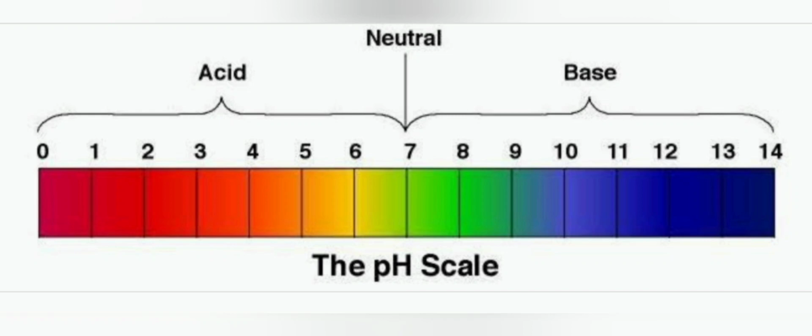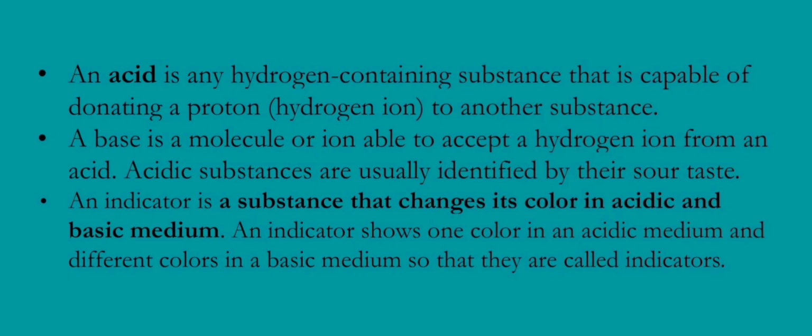Now we'll see what is acid, what is base and what is indicator. An acid is any hydrogen containing substance that is capable of donating hydrogen ions to the other substance, and a base is a molecule or ion able to accept hydrogen ions from an acid, and an indicator is a substance that changes its color in acidic and basic medium. That means an indicator shows one color in acidic medium and a different color in basic medium. That is why they are called an indicator.